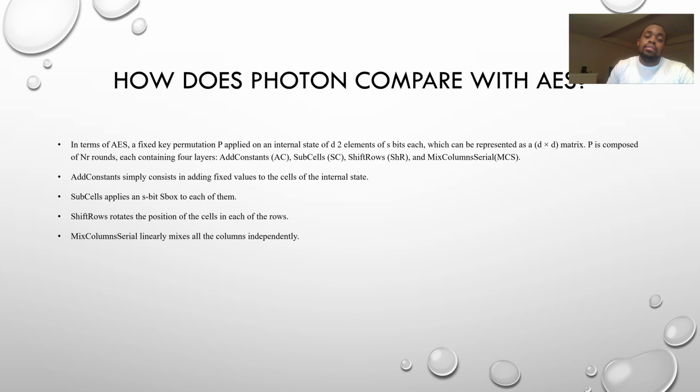In terms of AES, a fixed permutation P applies on the internal state of D squared elements of S bits each, which can be represented as a D times D matrix, where P is composed of N_r rounds, each containing 4 layers: AddConstant, SubCells, ShiftRows, and MixColumnsSerial. I will go into details on these 4 layers in further slides.